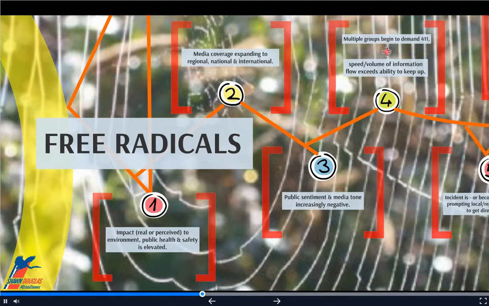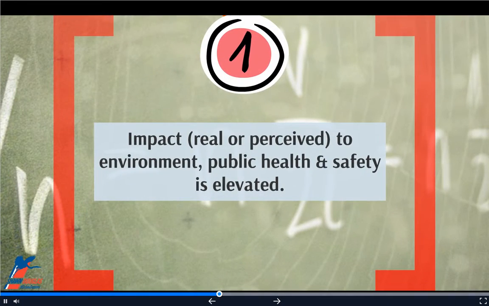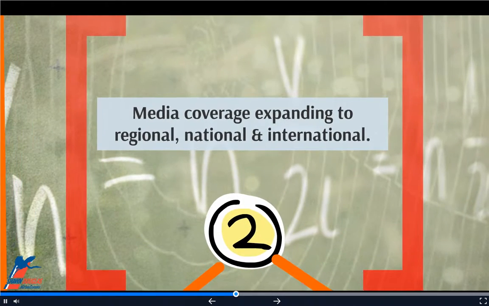When this happens, the crisis comms pro starts to look for the free radicals that begin to appear as things heat up. I like to think of these as the proverbial red flags or the canaries in a coal mine. The more of these you see, the greater probability a crisis situation is developing. The first red flag is the threat to public safety, health, and/or the environment is elevated. The next thing to look for is that media attention grows beyond the local. The result is more eyes on your operations and less room for error.